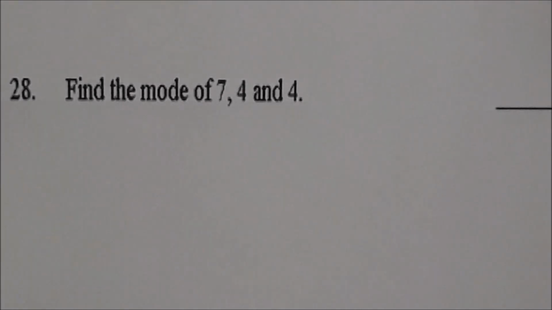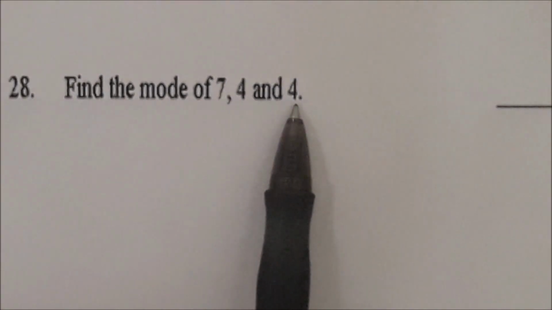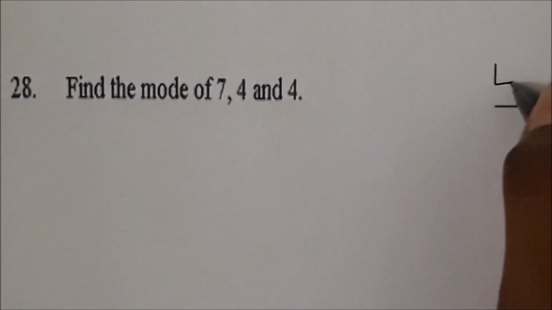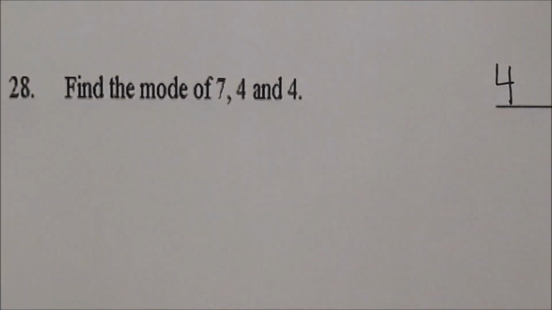Number 28, read it. Find the mode of 7, 4, and 4. Now you have to know what mode means before you work it. What does mode mean? The mode is the number that appears most often. And what number appears most often there? 4. So write 4. That's straightforward. You have 4 twice and 7 once, so it has to be 4.